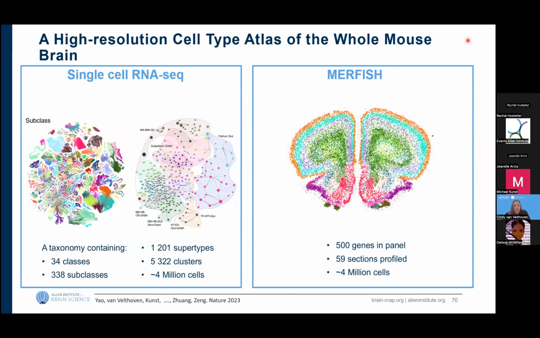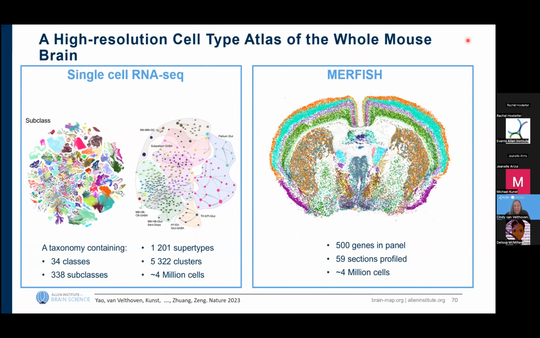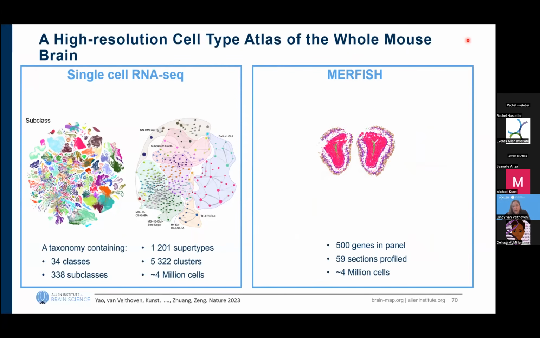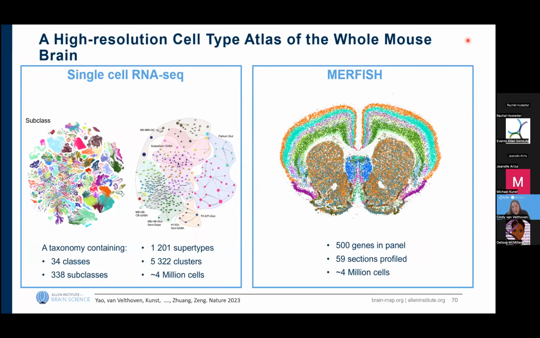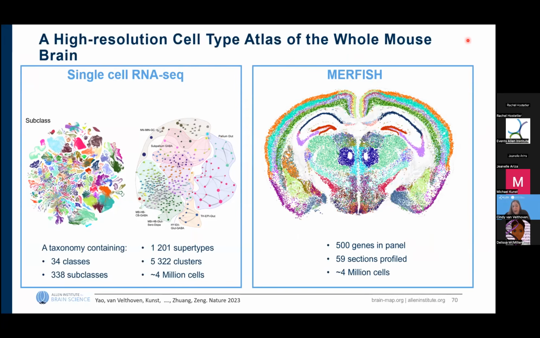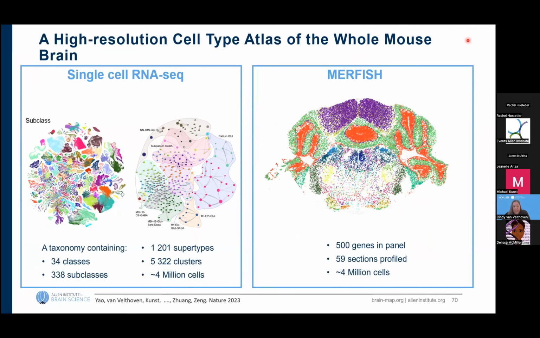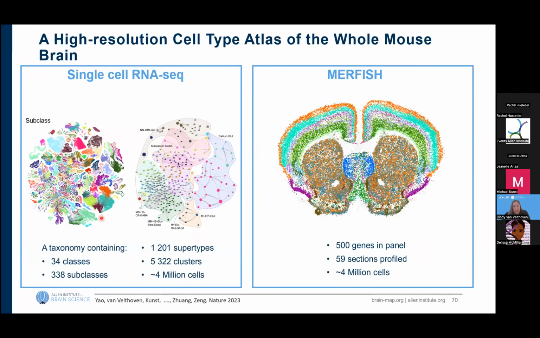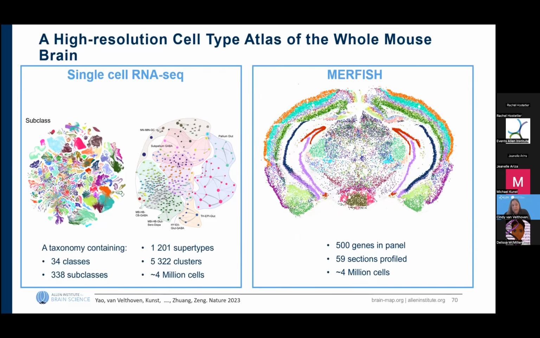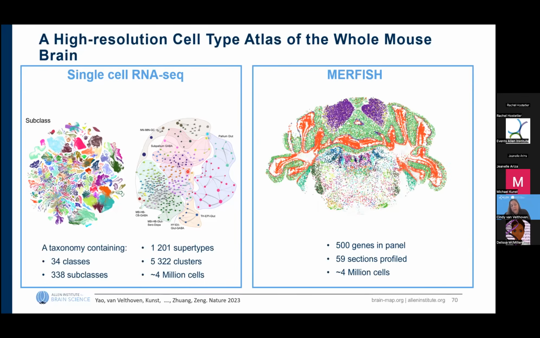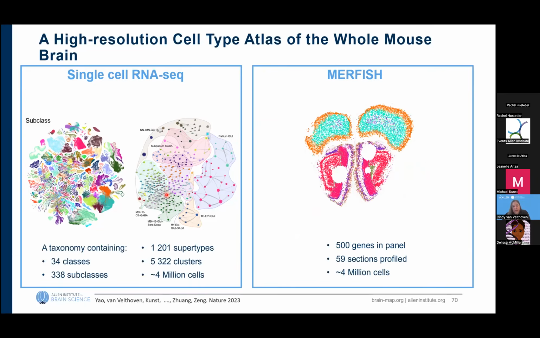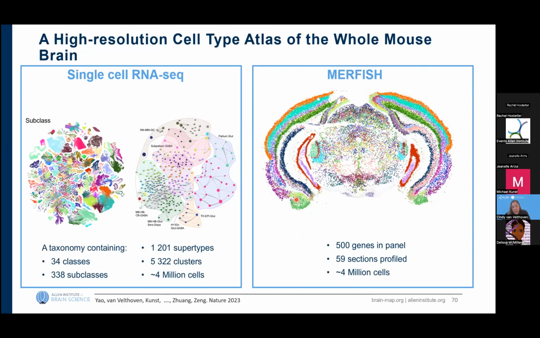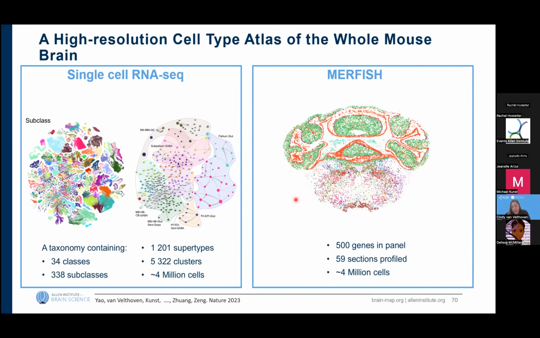As Michael mentioned before, we have created a very high resolution cell type atlas using single cell RNA-seq data together with the MERFISH data to try and identify all the different cell types that exist in the brain. On the left-hand side, you see a representation of the single cell RNA-seq data together with a constellation plot identifying all the different subclasses. And on the right-hand side, you see the MERFISH colored by these subclasses.